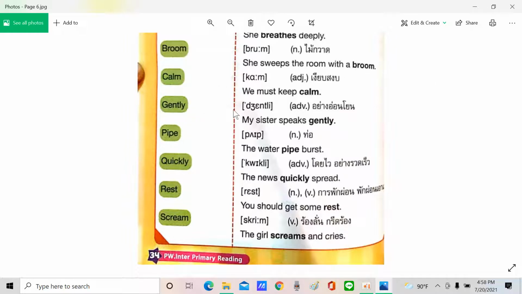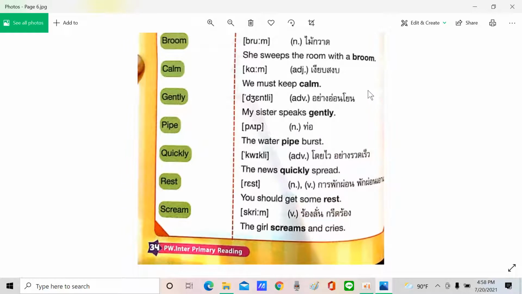Next, we have gently. The word is gently. Gently is like slowly, softly. Like when you talk, you have to talk gently. It means not fast, not loud, just enough. Gently, nicely, in a nice way, gently.